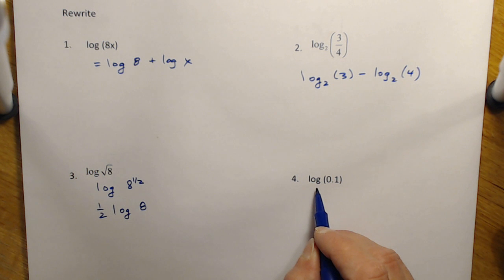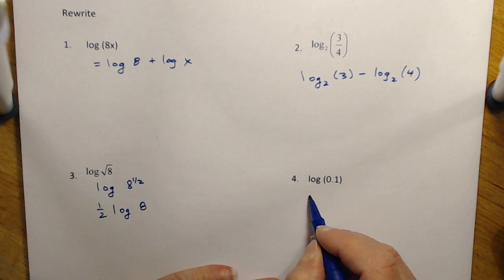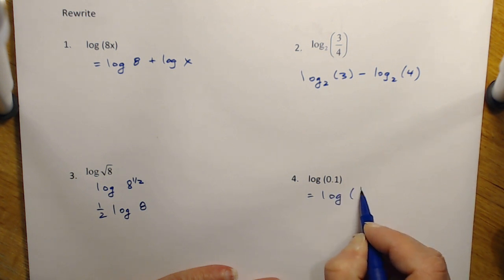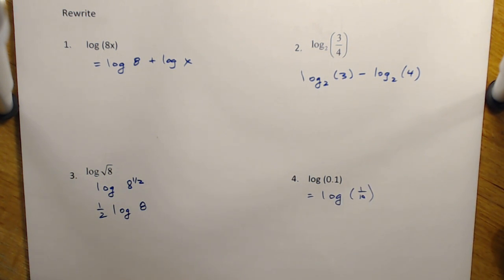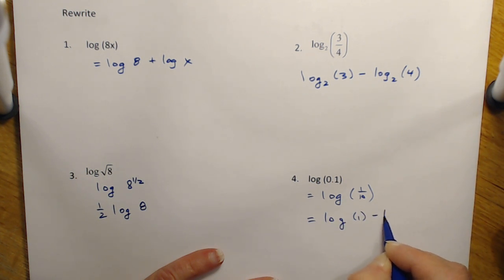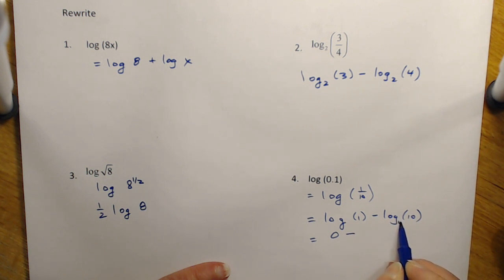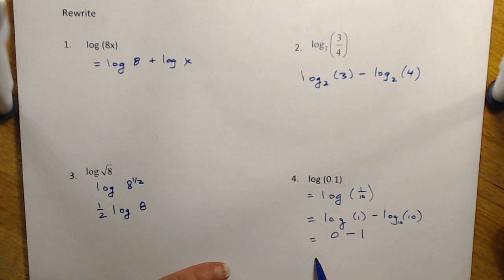And since this is log base 10, we should be able to figure out a way to clean this up a little bit. Now I'm going to choose to write it in fraction form, because then I can write it just like I did in number 2 as log of the numerator minus log of the denominator. Okay, and fortunately these are two we know. It doesn't matter what the base is. Remember, this is base 10. Log base 10 of 1 is 0, 0 minus log base 10 of 10, when the base is matched, that's 1. So we get negative 1.